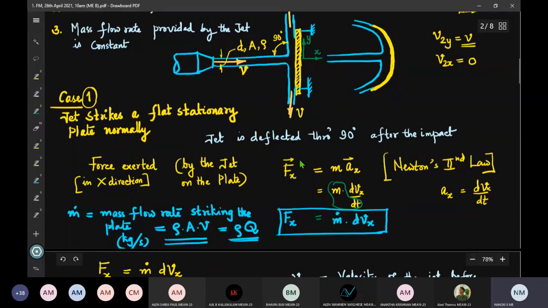So force exerted in the x direction. See here the direction is shown. X direction, the jet is striking horizontally, that is the x direction. The vertical direction is y. So when we say Fx, you should understand that is the force exerted by the jet on the plate in the x direction. So m into ax, this mass, absolute mass. But when you talk about fluids, we cannot say mass. Instead of absolute mass, we say mass flow rate. So m into ax, what is ax? Acceleration in the x direction.